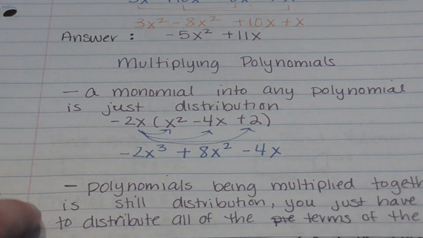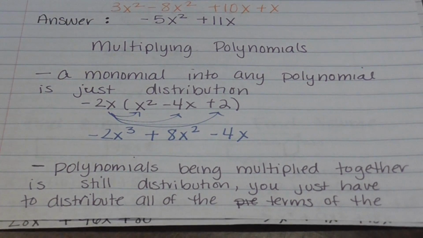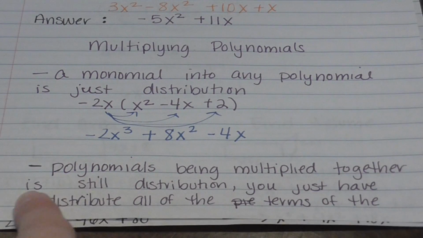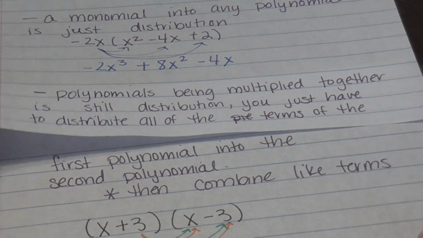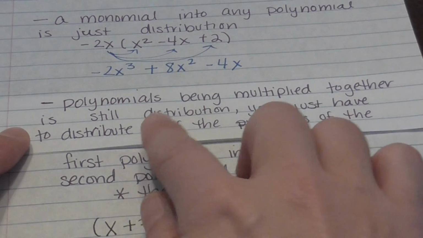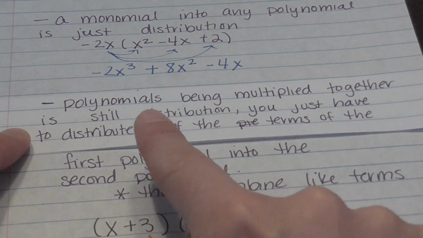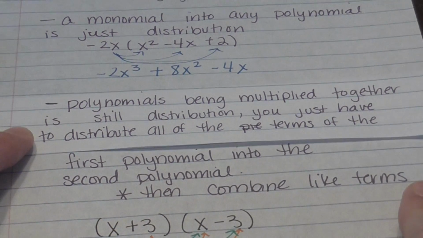When you are multiplying two polynomials together, it's still just distribution, but you have to distribute all of the terms of the first polynomial into the second polynomial. I knew I had the wording right when I wrote it. So you take the first polynomial and you take each one of those terms and distribute it to every term of the second polynomial. Then you combine like terms.